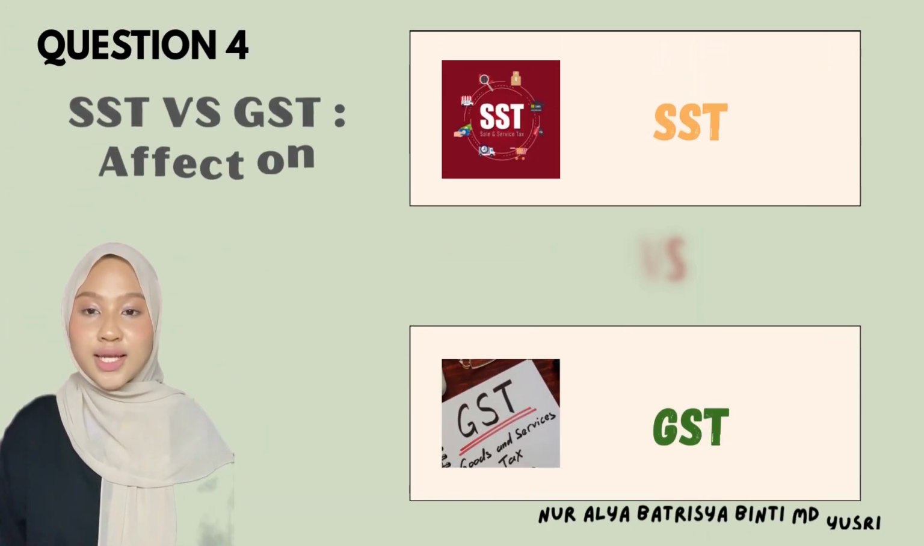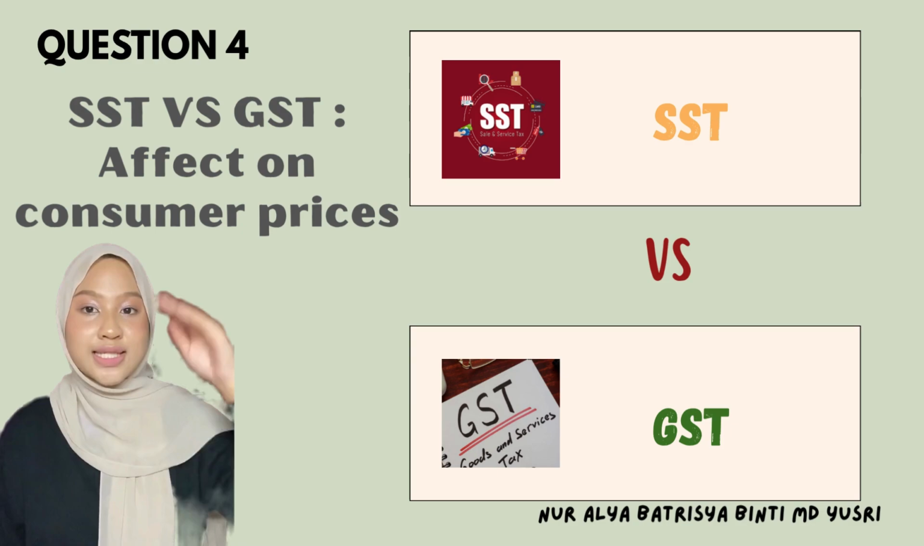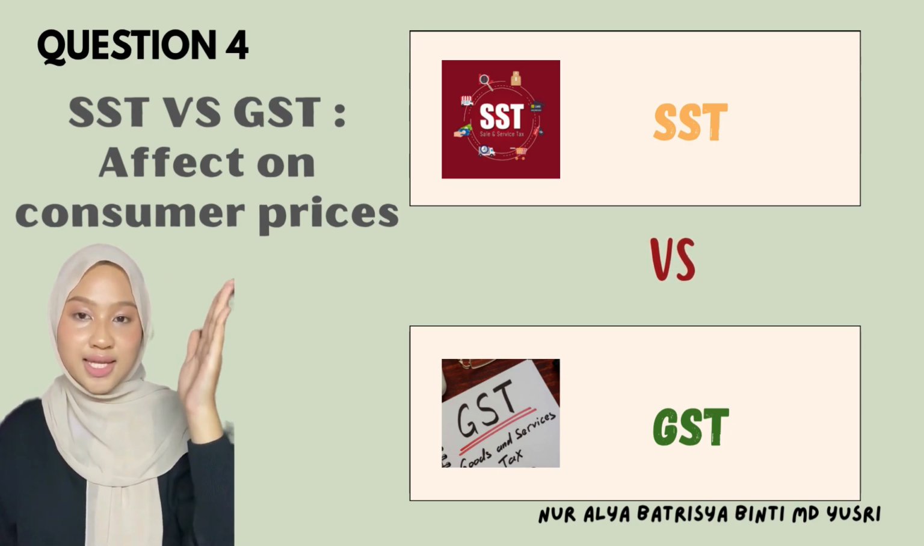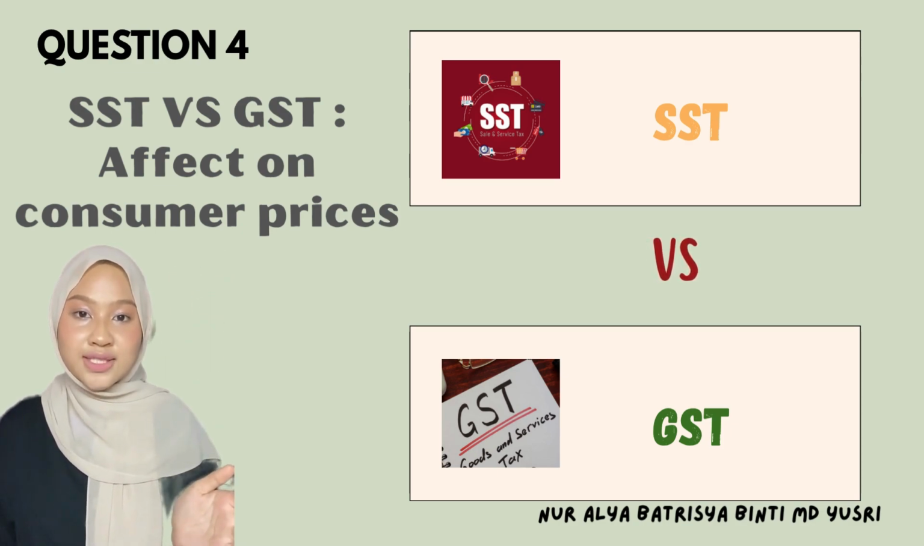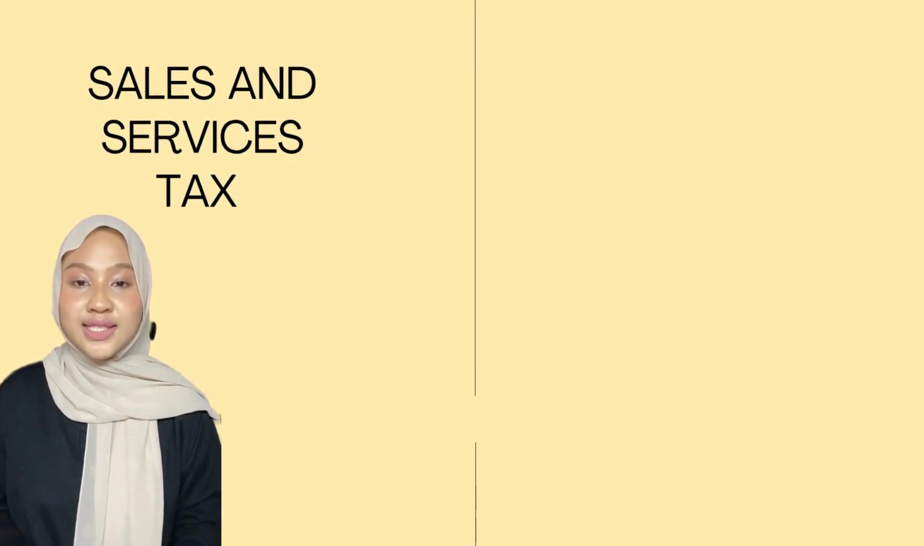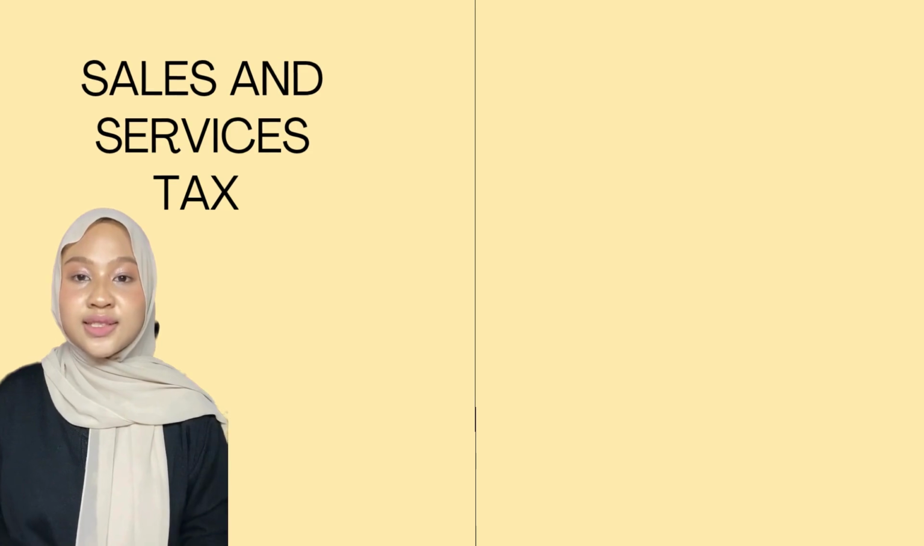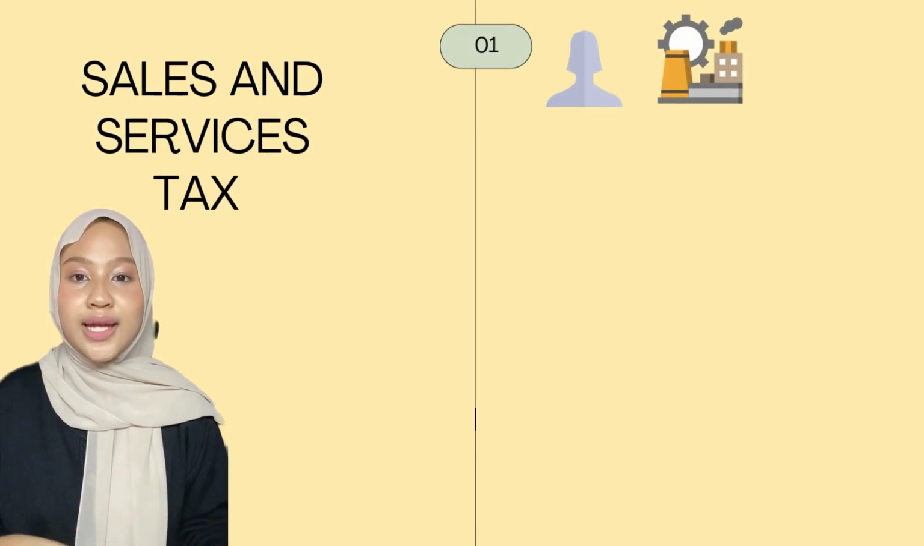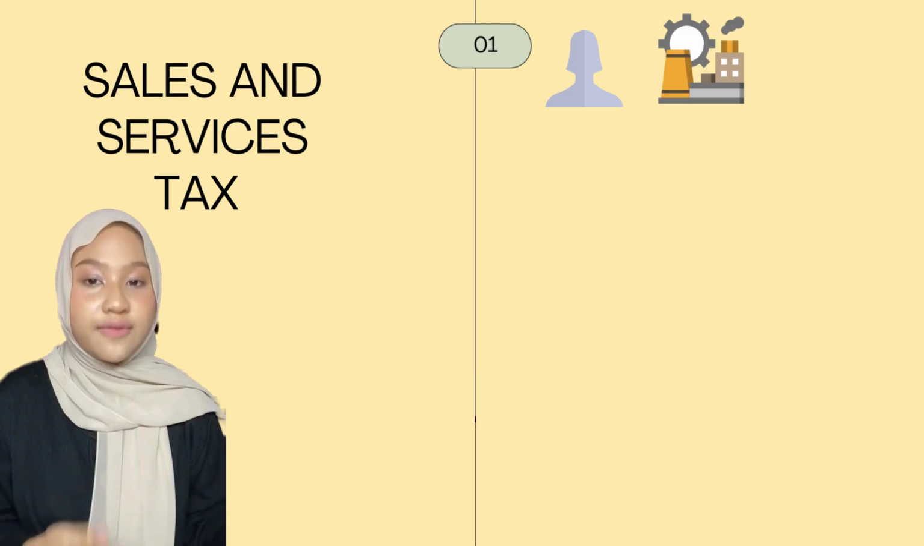Next, for question D, I will explain how the Sales and Services Tax (SST) and the Goods and Services Tax (GST) affect consumer price with an example from the retail sector. Let's start with SST. SST is a single-stage tax usually applied at the manufacturing or import level.